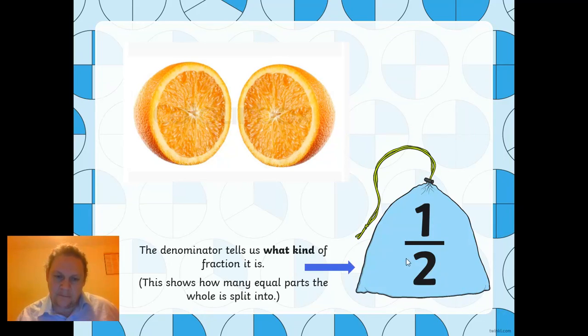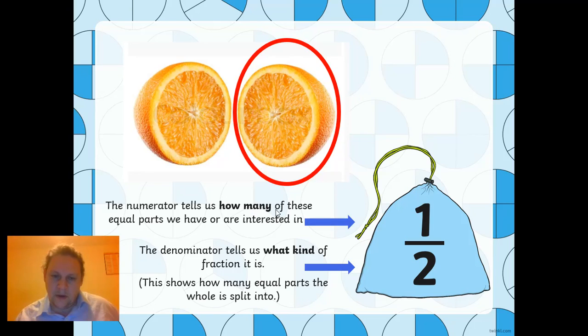We call this bottom number that tells us how many parts something's divided into a denominator. A denominator tells us what kind of fraction it is. It tells us how many parts the whole's been divided into, in this case 2 parts. The numerator, the number at the top here, tells us how many of these equal parts we have or how many we're interested in. In this case, 1 out of 2 parts.